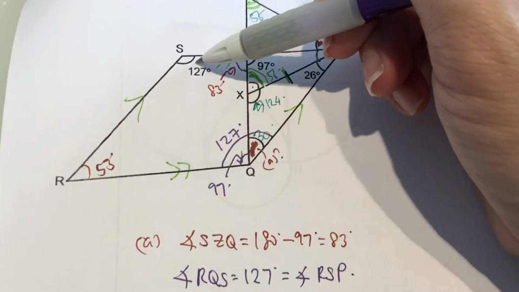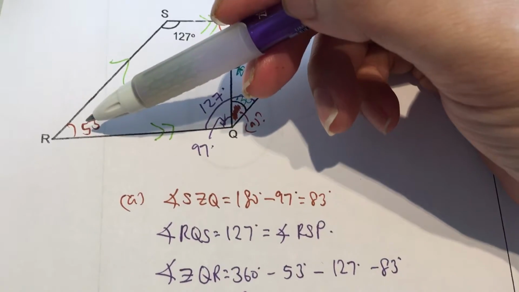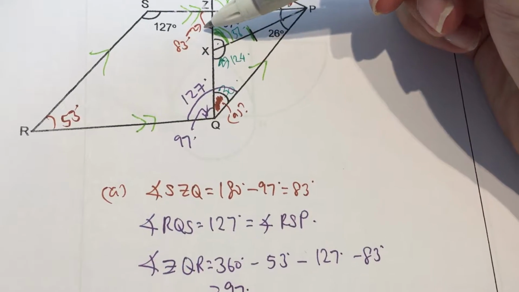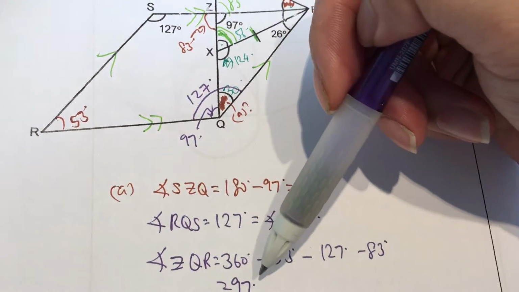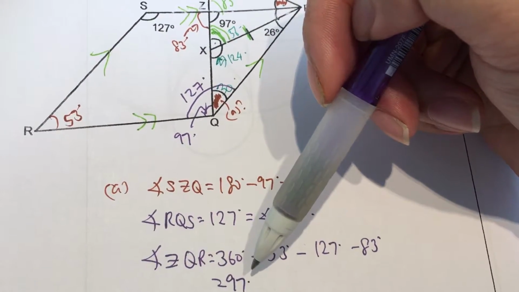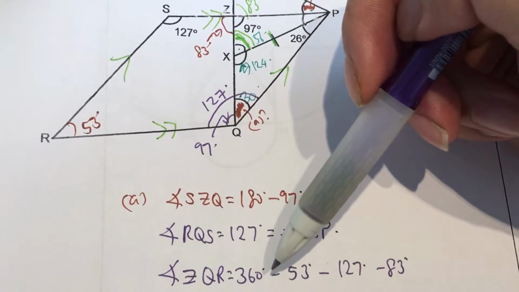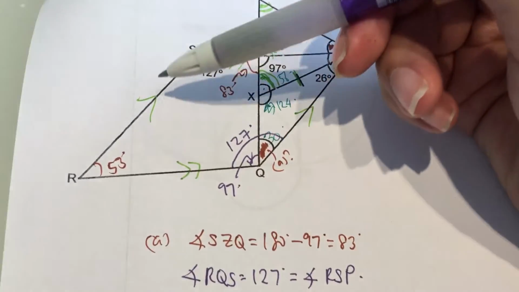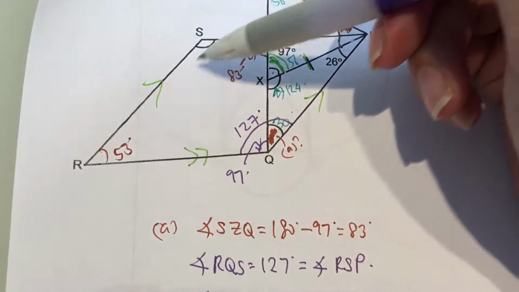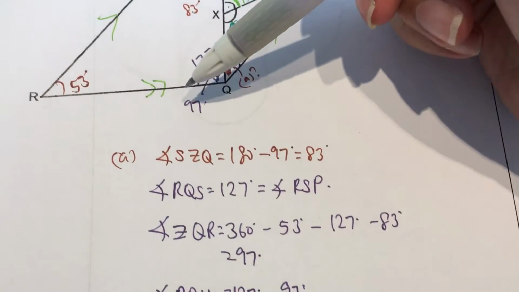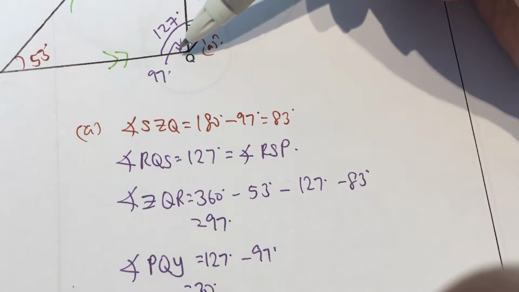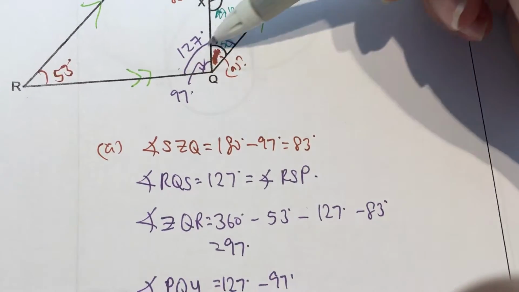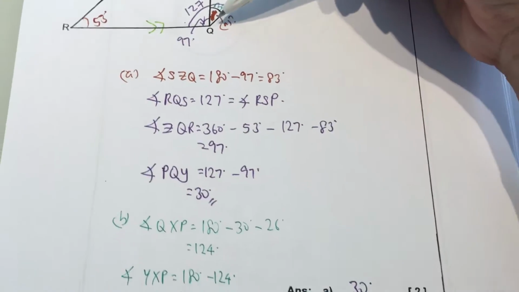Yeah, so 360 minus this, minus this, minus this, and minus this 83 to give you 97. Okay, so ZQR is 97. And probably you may ask me, how did you find 53? I was just experimenting just now. So I took 180 minus 127. In fact, the sum of these two angles is 180. Okay, so once you have found this, to find PQY, we just take the whole 127 minus this one to get this one, okay? So this is part A.